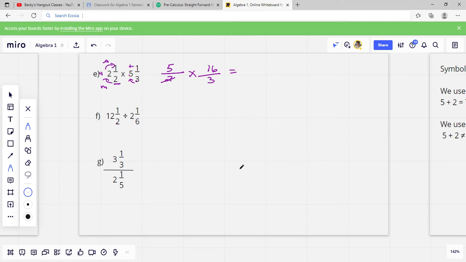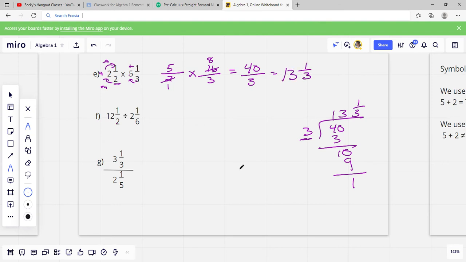I can reduce right here. How many 2's are in 2? 1. How many 2's are in 16? 8. 8 times 5 is 40. 1 times 3 is 3. That's 40 over 3. Now I have to turn that into a mixed number again. So I'm going to say 40 divided by 3. 3 times 3 is 9. Whoops, did that wrong. There we go. Subtract. And I have a remainder of 1, but we don't write it like that. We're going to write it as 1/3. A remainder of 1 what? 1/3, because we're dividing by 3. So that one's 13 and 1/3.